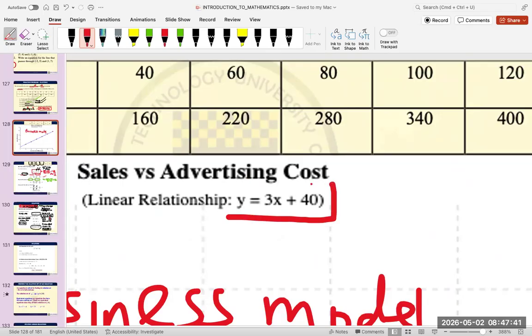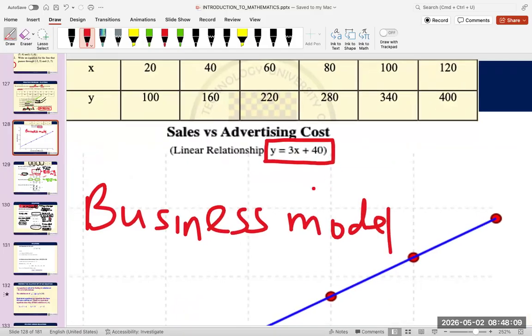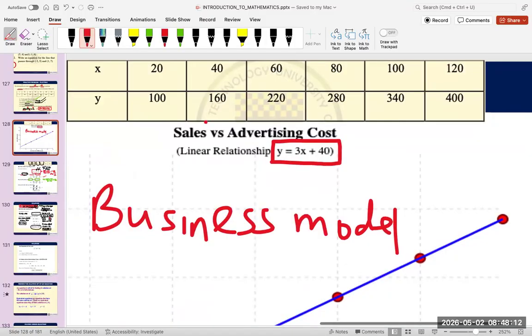Y is equal to 3x plus 40. What does it mean? It means that when you know x and you don't know y, you can use this equation to find y. And I want us to prove it. So this is the model. The equation of the line has now become our business model because it's going to generate all the y values for me.